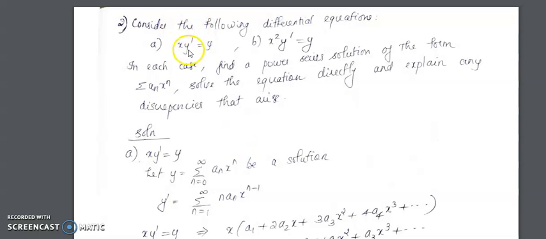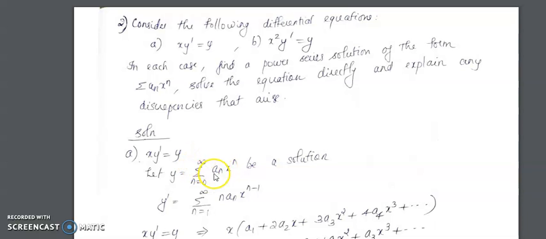So let us look at the solution of the first equation xy dash equal to y. So what we have to do is find the power series solution, find the direct solution, see whether they are the same or not, and if they are not the same, explain why. That's the question. So the first question is xy dash equal to y.